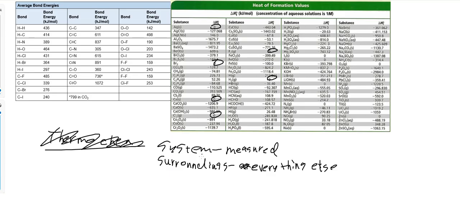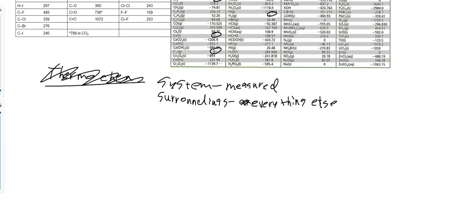So, we measure the temperature change of the surroundings. Now, we can do this because the immediate surroundings around the system are going to be what takes all of the heat. You're not going to find your temperature change out somewhere else in space. So, we use the surroundings to measure the system.